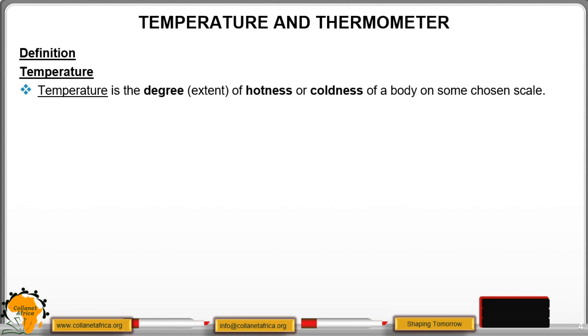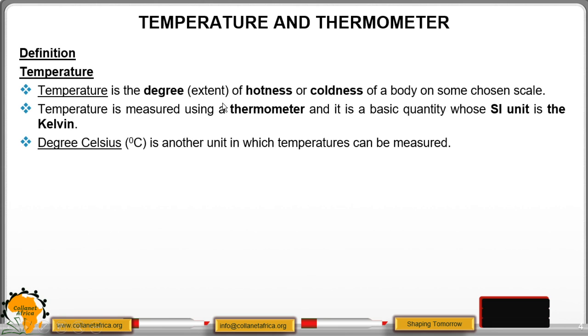We start with the definition of temperature, where we say that temperature is the degree of hotness or coldness of a body on some chosen scale. It is measured using a thermometer and its SI unit is Kelvin. We also have degrees Celsius, or what we call centigrade, that are also used in measuring temperatures. Temperature is a scalar quantity, which implies that it has only magnitude with no direction.